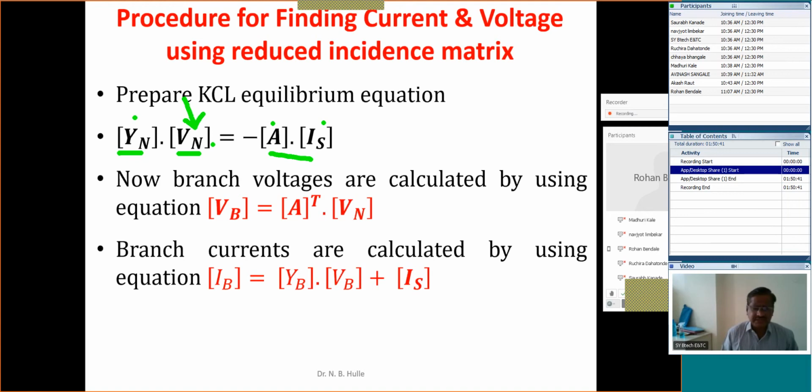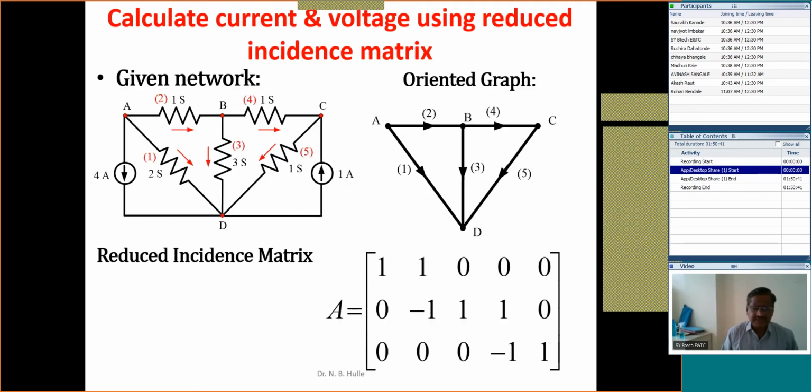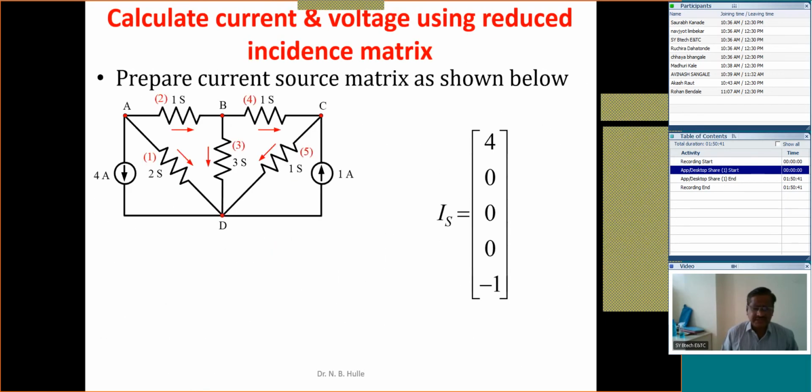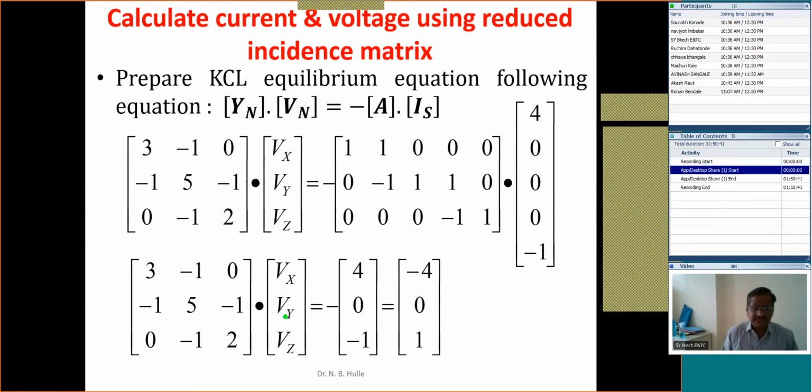This is the way we use in the nodal analysis method. In nodal analysis, first we find the node voltages, and then we can find the branch voltages and branch currents later on. We will use this procedure. First we prepare this matrix, so indirectly we are trying to find the node potentials. Look at how we will find the node potentials.